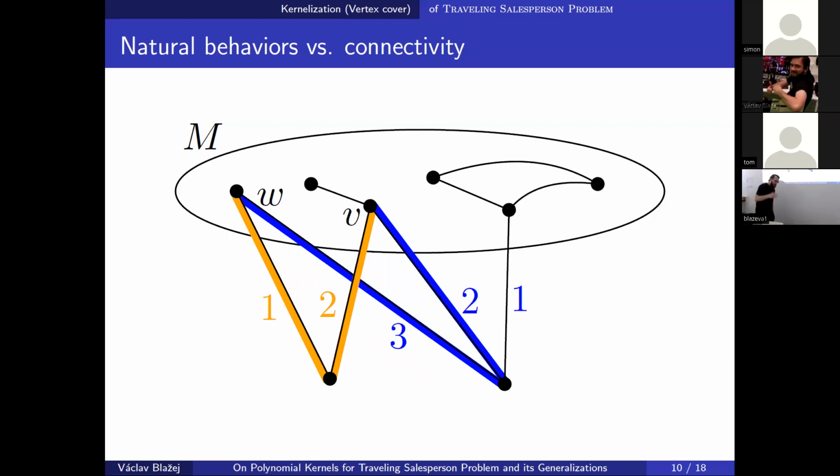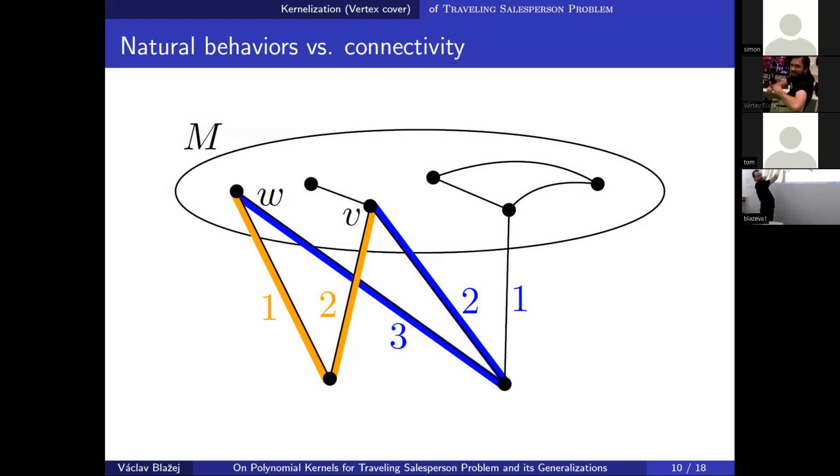And if you evaluate this for every vertex, then you may see that some vertices are cheaper than others. For example, connecting these B and W costs 1 more than its natural behavior, but for this blue one, it costs 3 more. So if I had to choose between changing this natural behavior to this, or changing this to this, just to ensure the connectedness of B and W, I would choose the orange one. And this is the basis of the kernelization.